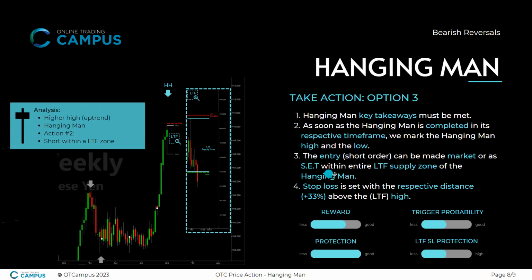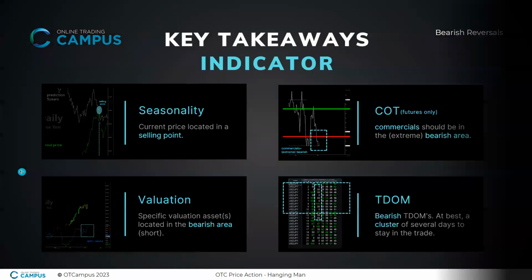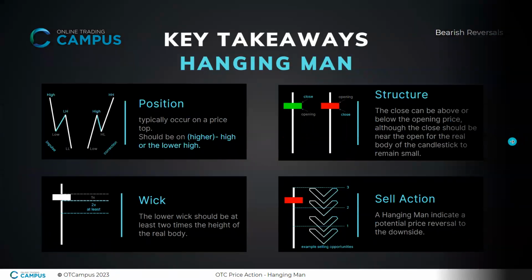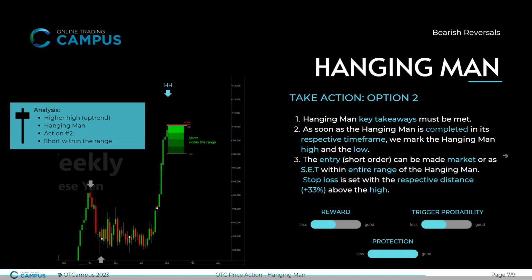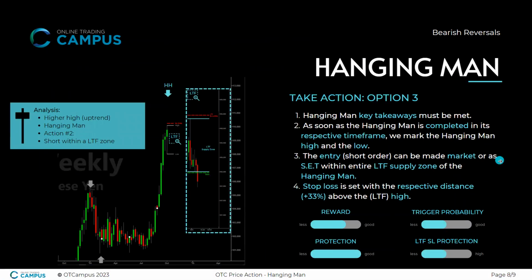That's it, guys. Please check your notes. You can download your notes here. I will add this for the hanging man also. I will add the hanging man key takeaways here, the indicator key takeaways, and of course option number 1, option number 2, and option number 3 in the notes folder. The next lesson is the practical application.